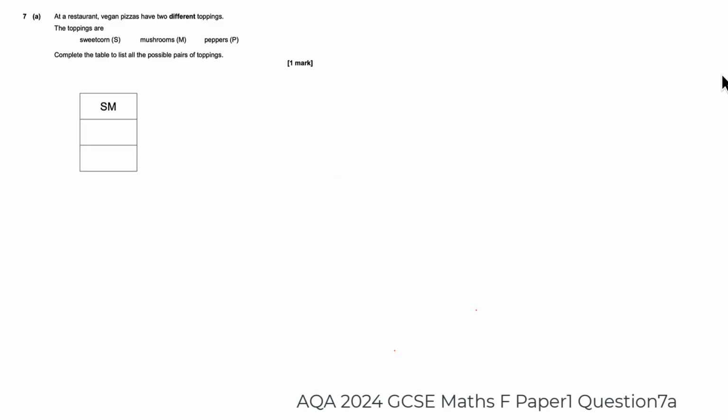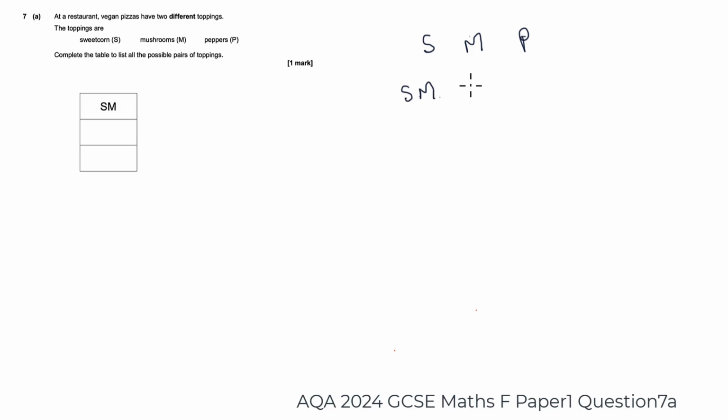Well, here we have question 7. And in part A, we're told a restaurant sells pizzas, and they have 3 different types of toppings. They have sweet corn, they have mushrooms, and they have peppers. And we've to complete the table to list all the possible pairs of toppings. Now they have one possibility. They've taken the sweet corn and they've paired it up with the mushrooms.